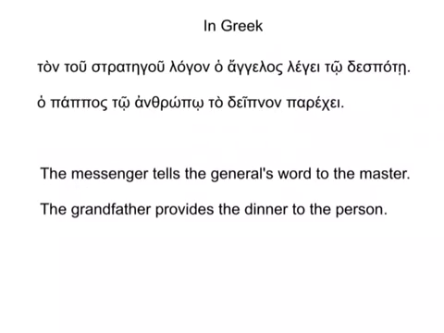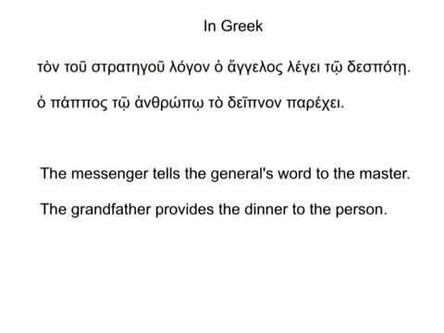Let's look at a couple more Greek examples, and then you'll get some practice. So we have the sentence, ton to strategu logon ho angelos lege to despote. This translates to, the messenger tells the word of the general to the master. Or the messenger tells the general's word to the master. Here we have a subject, ho angelos, a direct object, ton logon, and an indirect object, to despote.